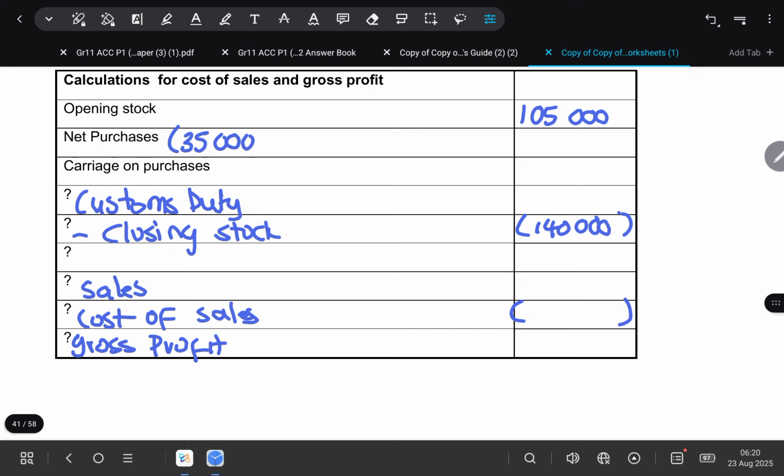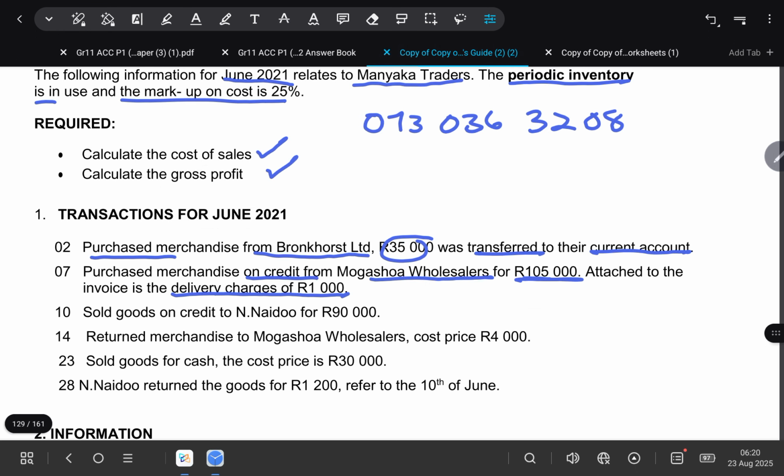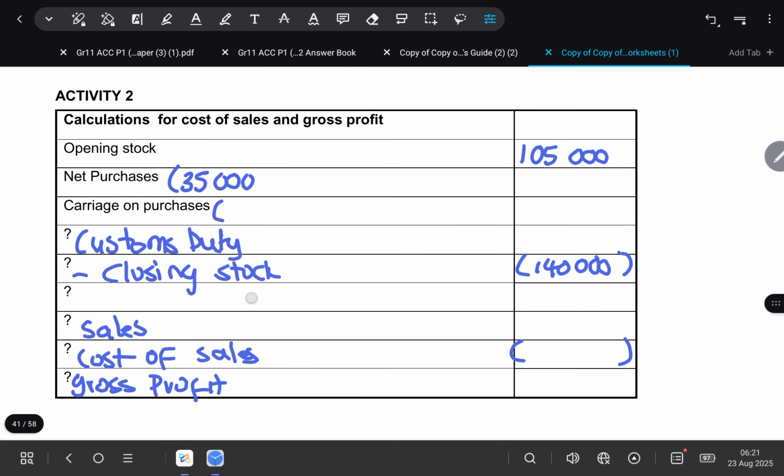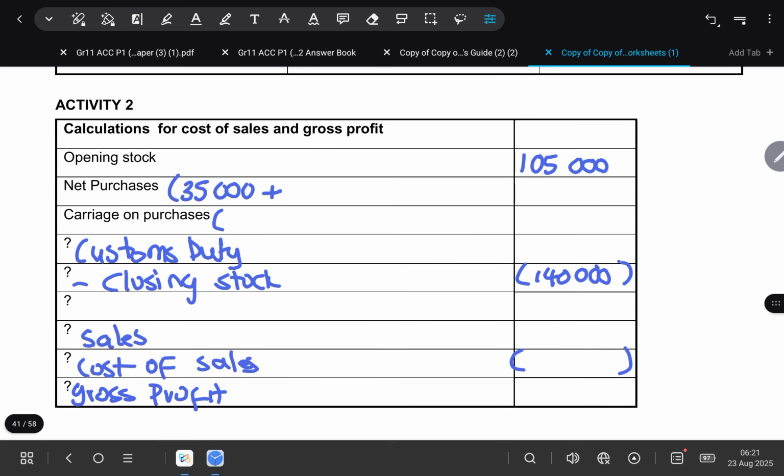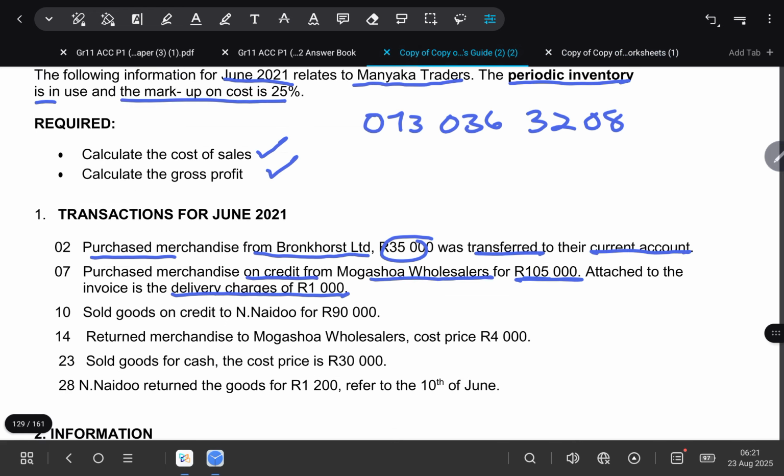We'll have to record carriage on purchases separately. Okay. So what we need to do now, we firstly need to record the purchasing of the inventory for 105,000. So that 105,000 will come here. We will say plus 105,000. And then after this, we also need to record the carriage on purchases of 1,000.